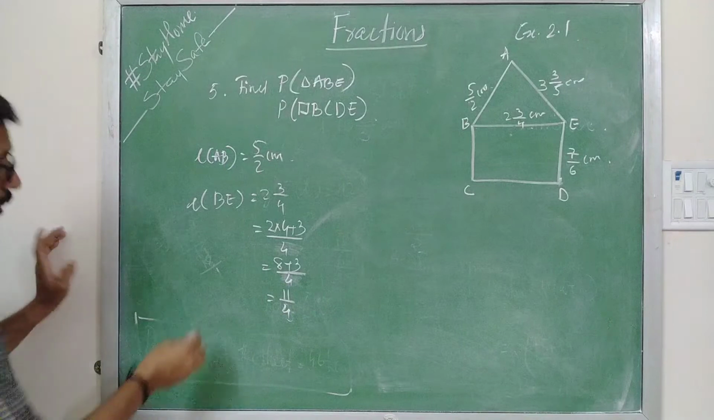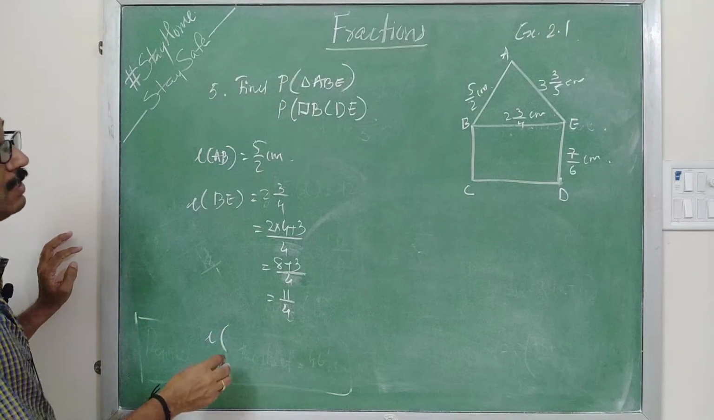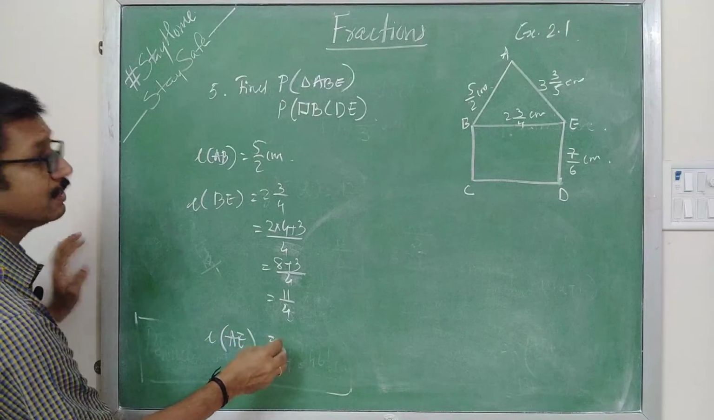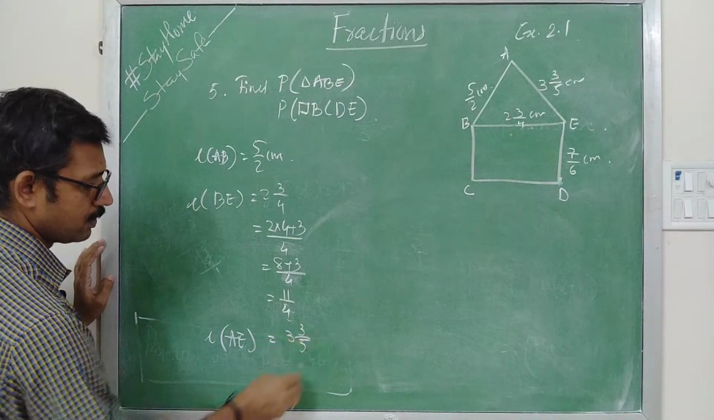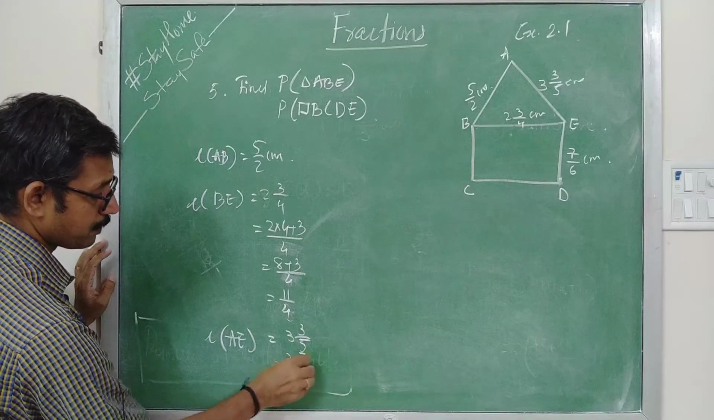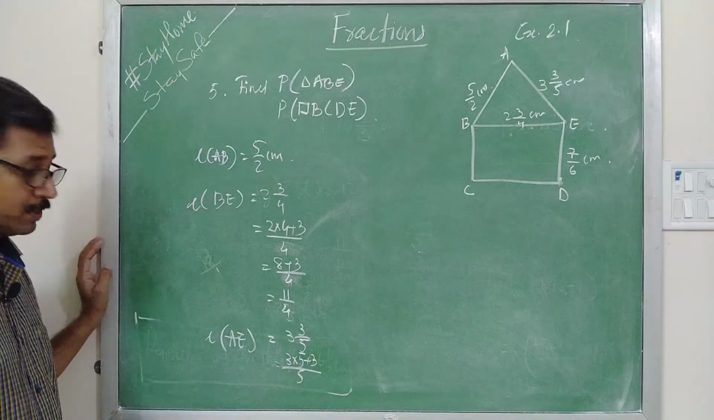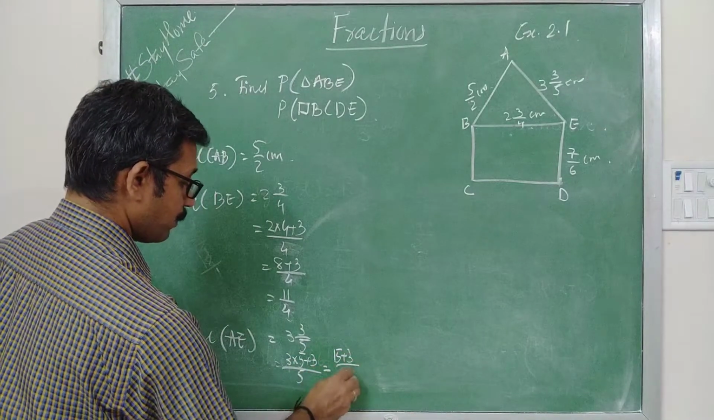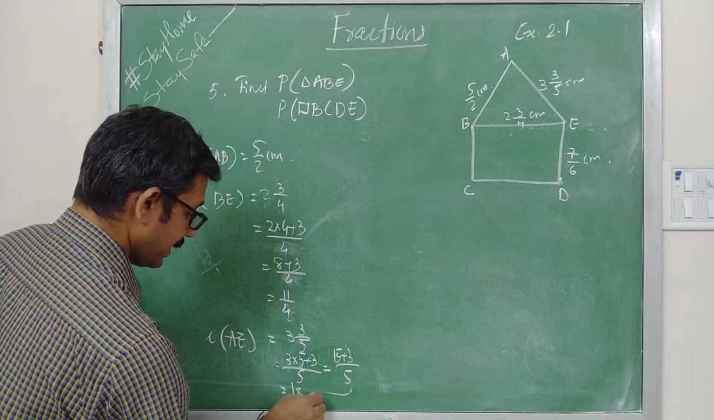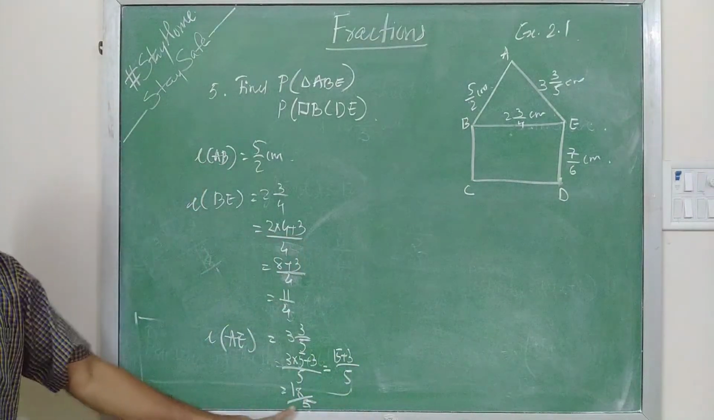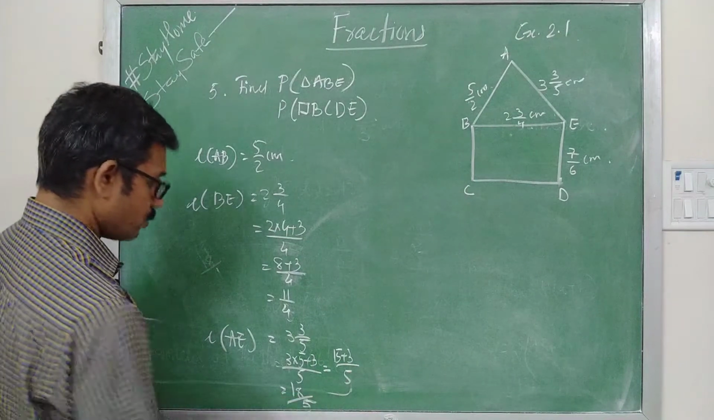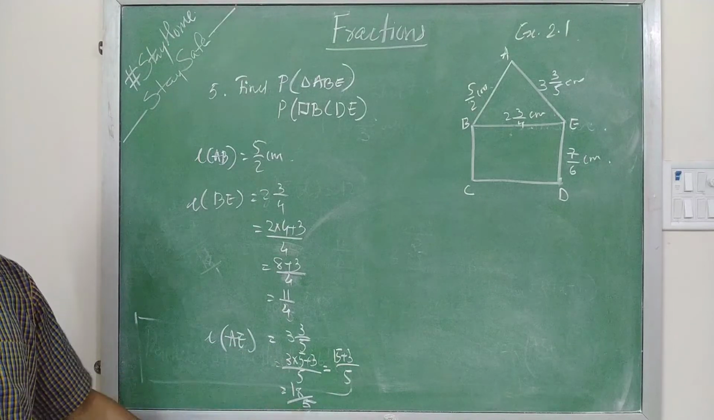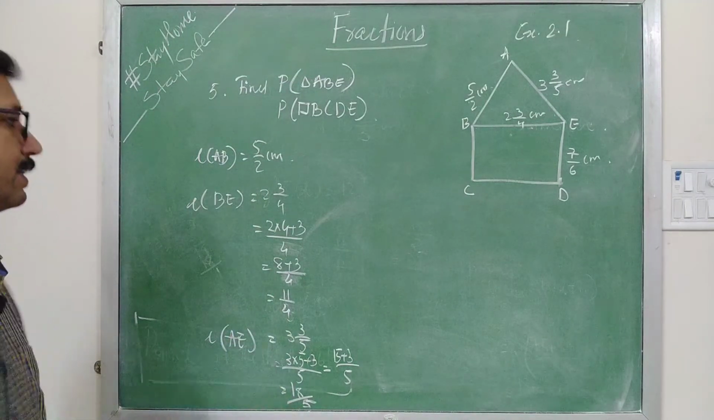Next, what is the length of the other part, AE? The length of AE is 3 integer 3 upon 5. That is 3 into 5 plus 3 upon 5. 3 fives are 15, 15 plus 3 upon 5, we can write it as 18 upon 5 centimeter. Now everything is converted into improper fractions.